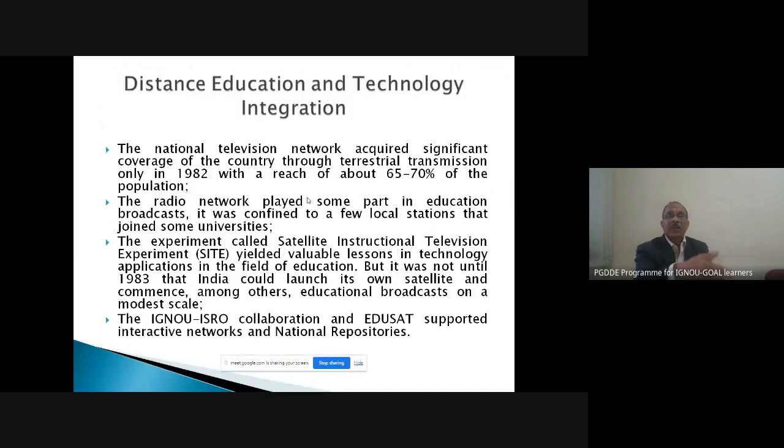Otherwise the rest of the satellites were mainly for other purposes. It is entertainment. It is for the national television, etc. And of course, IGNOU and ISRO collaborated with the new educational satellite EduSat, a supported interaction network and national repository that helped to boost the use of technology, particularly in IGNOU and other educational institutions. The educational satellite dedicated to the education area was exploited by IGNOU with the help of the Indian Space Research Organization, ISRO. This is how the technology was integrated into the scheme of things.